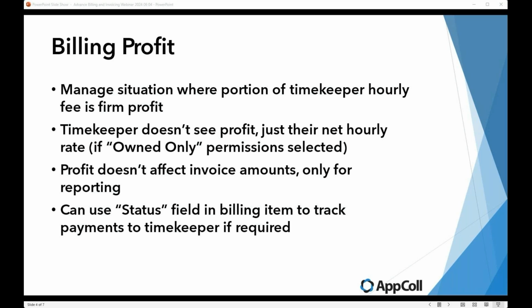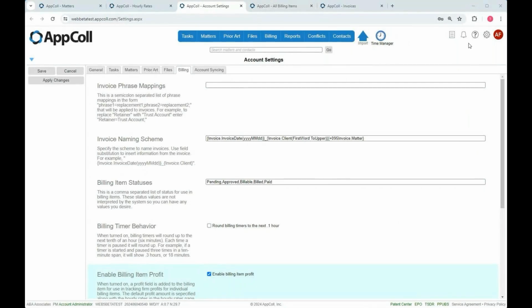We switch back to AppColl. In AppColl, in order to see profit, you have to go to the settings page and turn it on. It's turned on from the billing module part of the settings page. From the billing tab, if you come down here, you can enable billing profit by clicking on this item right here. You see it? So I'm in the settings page and I just enabled billing profit, and I'm going to apply changes.